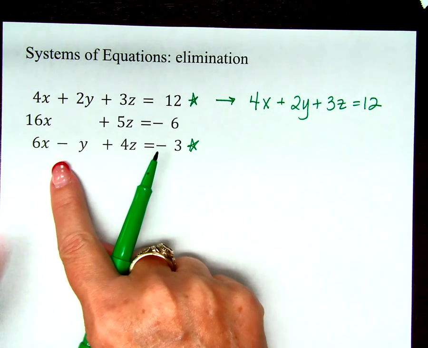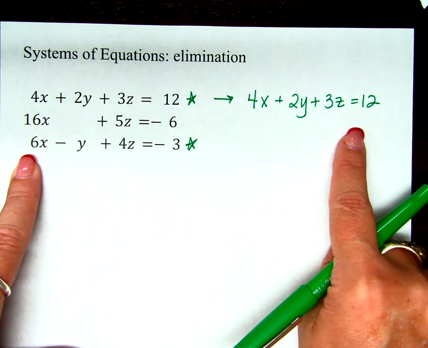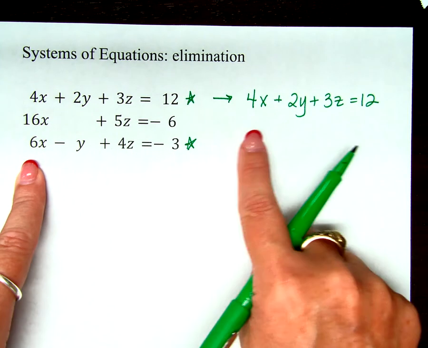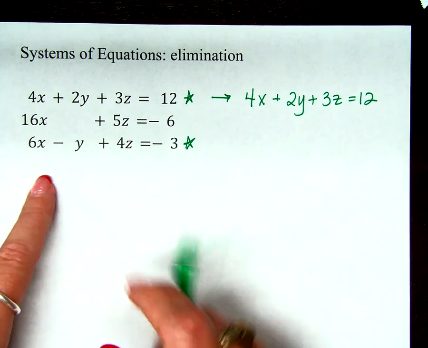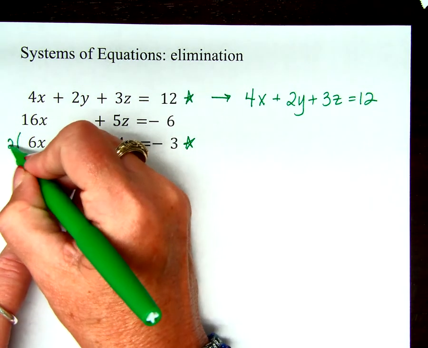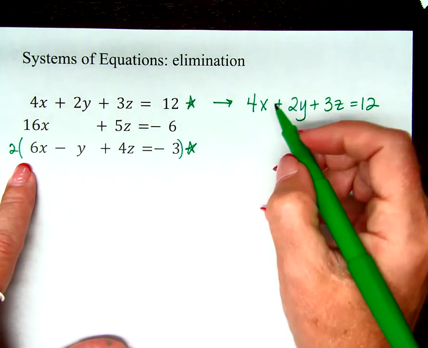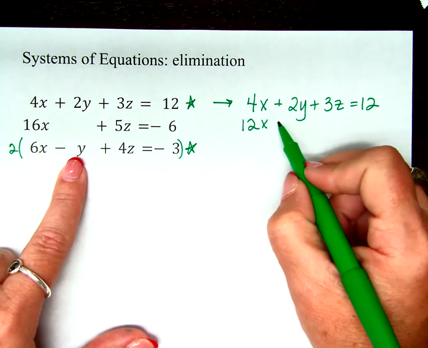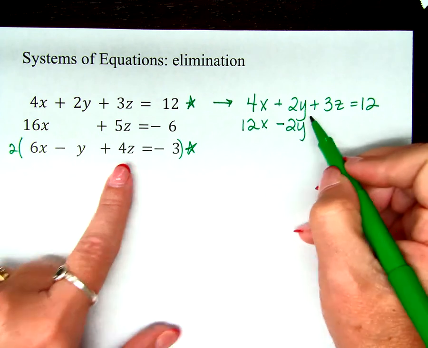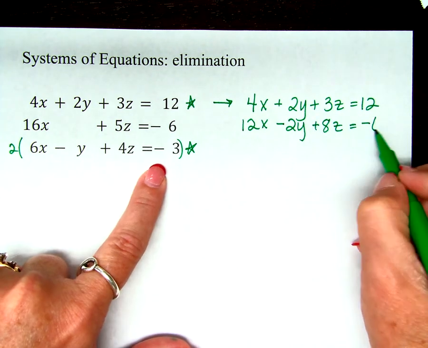I don't want to just rewrite this bottom equation right here because nothing's going to happen with that. What do I want to do with this bottom equation so that when I do write it here and combine these, my y goes away? Multiply all of this by 2. So if I multiply this whole bottom equation by 2, I get 12x minus 2y plus 8z equals negative 6.